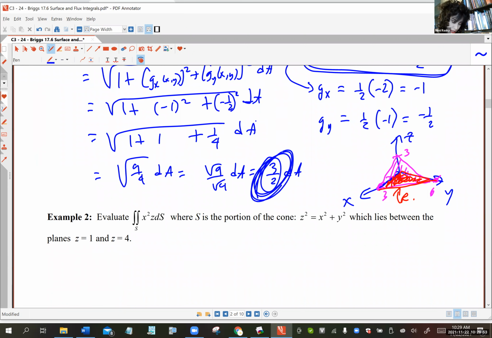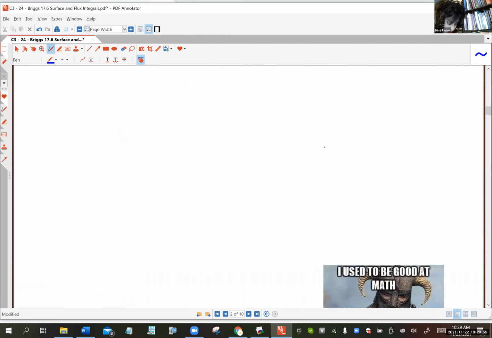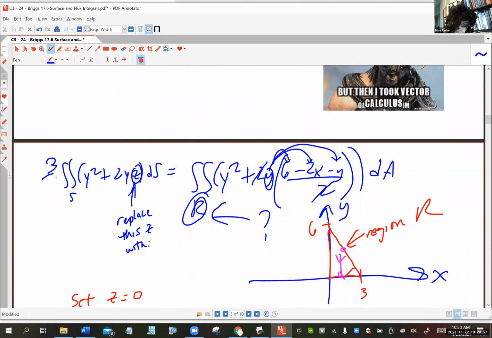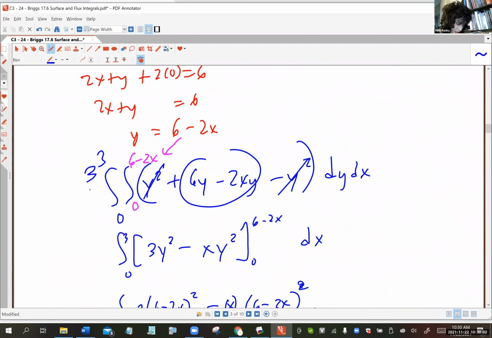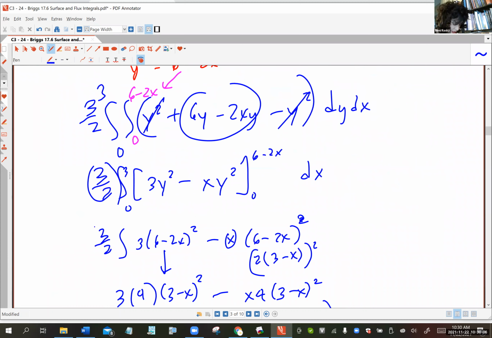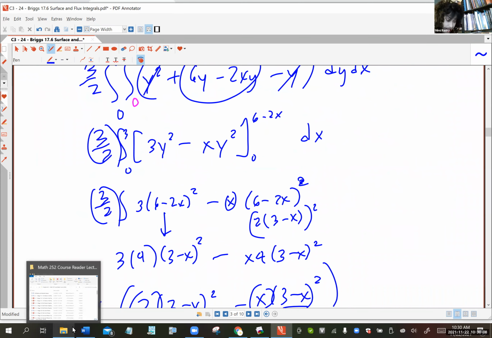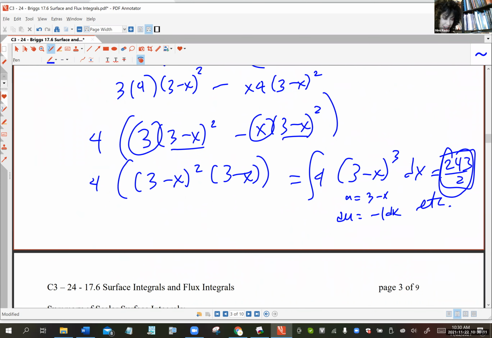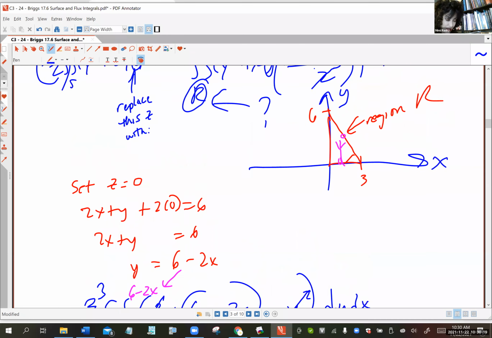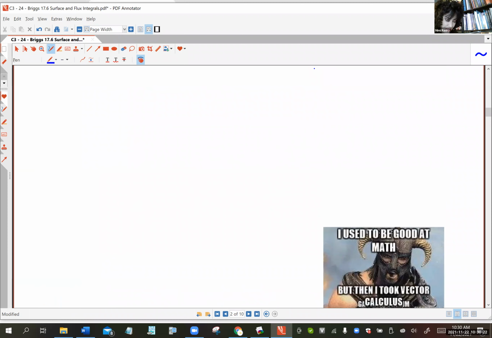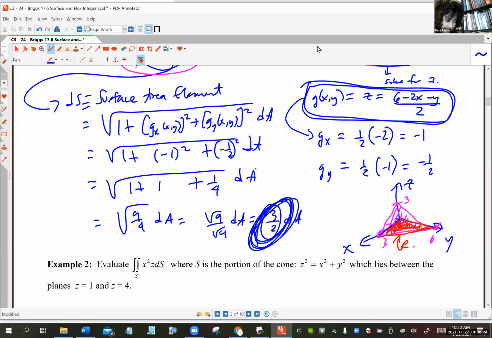Okay, so it looks like I forgot something. I forgot my 3 halves when I set this all up. Yeah, that needs to go here. That needs to go here. That needs to go here. I have it in my notes, but of course I just totally spaced. And then you'll end up getting the 243 halves. If you forget that, then you won't get it right. Yeah, thank you for pointing that out. My mistake. Got to have your dS, your surface area element in there.